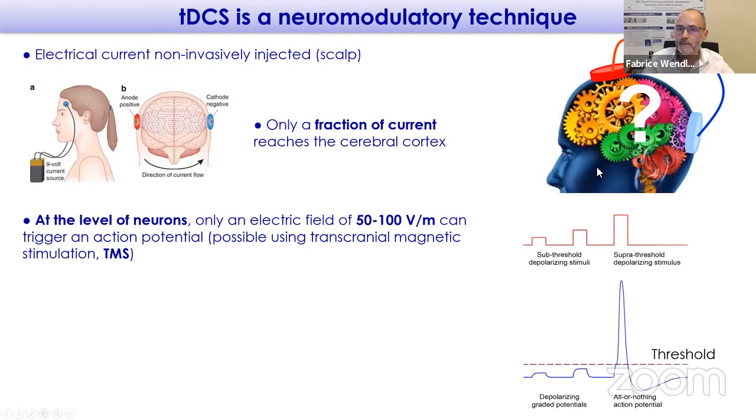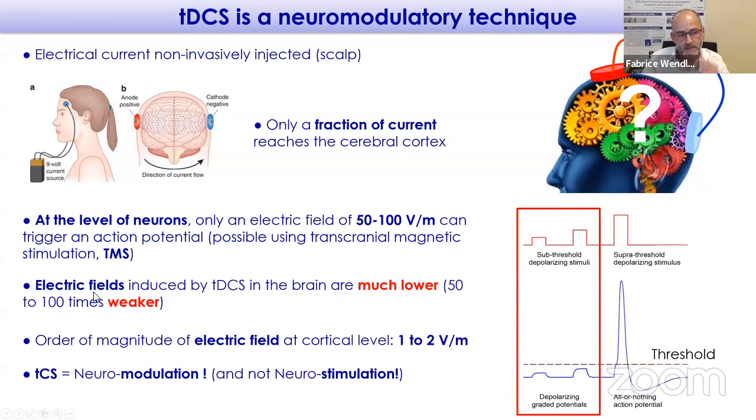So just to remind you that tCS is a modulatory technique, okay? It's only a fraction of current that reaches the cerebral cortex. And when you think about TMS at the level of neurons, it's only an electric field of the order of 50 to 100 volts per meter that can trigger an action potential, okay? The electric fields that are induced by tCS are much lower, something like 50 to 100 times weaker. So we are dealing with weak electric fields. The order of magnitude of the electric field at the level of the cortex is only 1 or 2 volts per meter. So tCS involves neuromodulation and not neurostimulation. And this makes the problem even more complicated since it's a subthreshold perturbation of the brain.